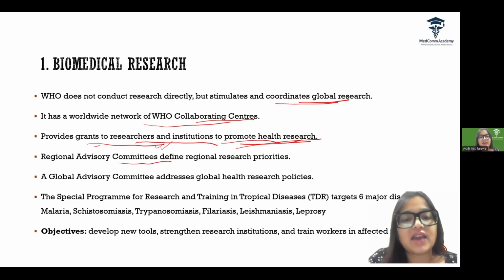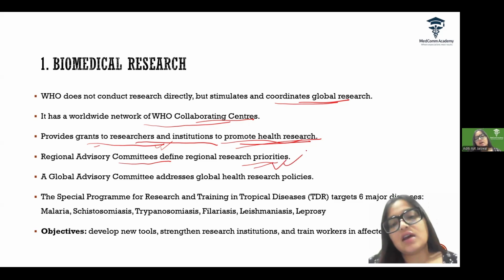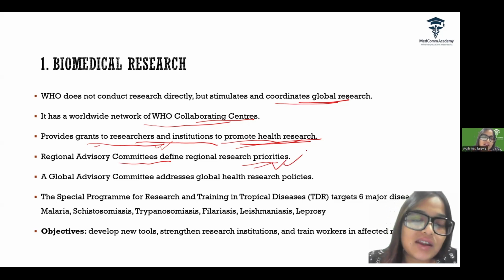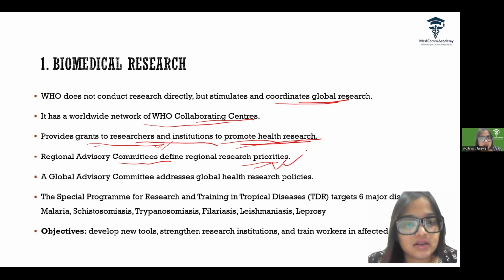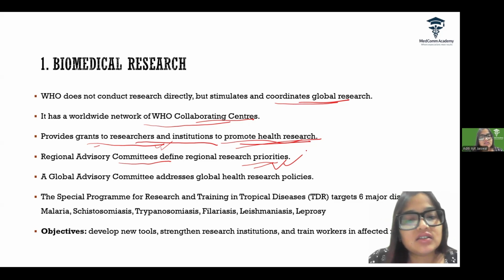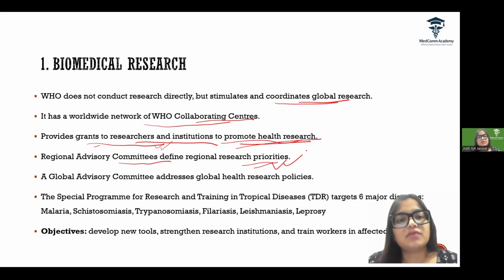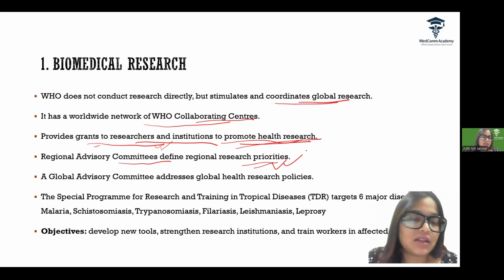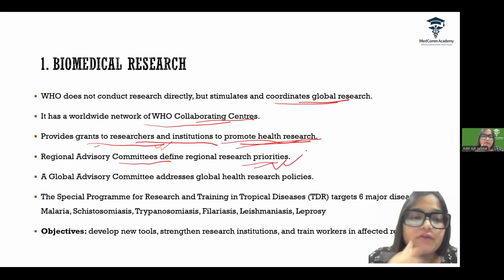Regional Advisory Committees define regional research priorities. As we know, there are 6 regions of WHO. I will discuss that also. According to the region, they have the priority listed based on the health statistics which we get. This enables the WHO to identify the priority areas in the particular WHO regions. So for each region, there are research priorities set. If any researcher in that particular field proposes a research which they think is good enough, then they will also fund it.